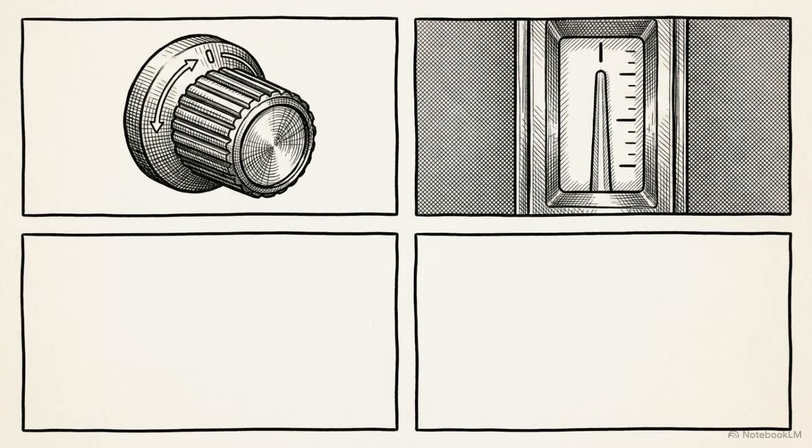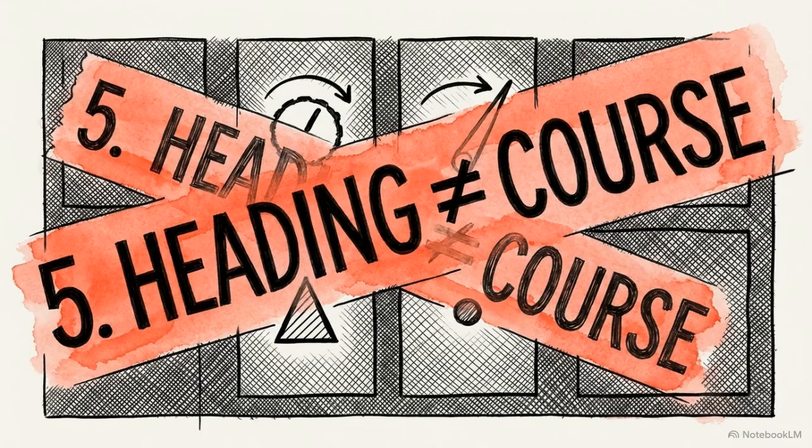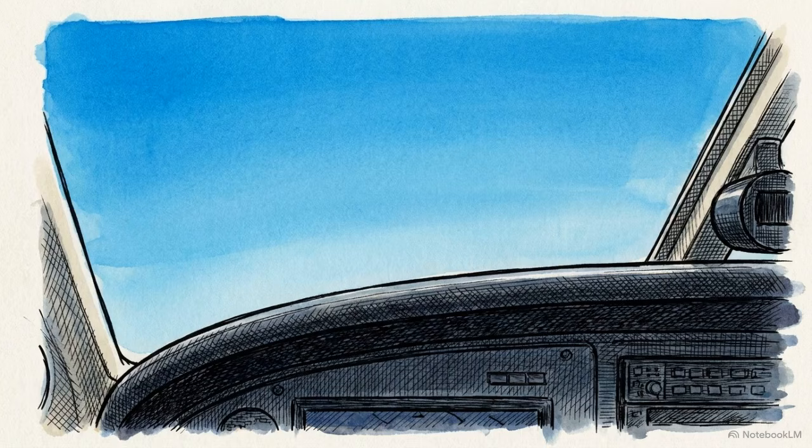First, the OBS selects. Second, the CDI deflects. Third, to from gives direction relative to the station. And fourth, physical position gives your radial. Finally, the absolute rule. Heading only shows where the nose points. Separating aircraft heading from the VOR display removes the primary source of confusion in instrument navigation.